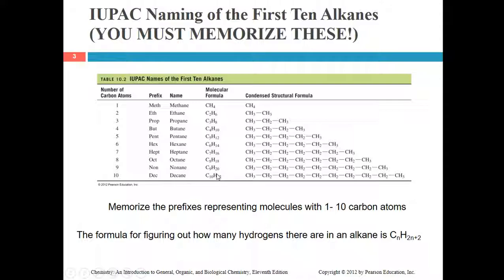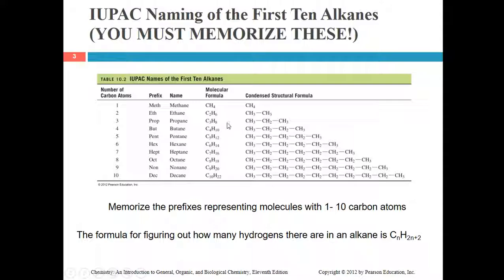Now, you may go, how in the world do they figure out how many hydrogens? Well, if it's all single bonds, there's a nice formula: CnH2n+2. So if we had 10 carbons, to figure out how many hydrogens there are, it would be 2 times 10, which is 20, plus 2. So that's how you would figure out how many hydrogens there were for each of these if you didn't want to have to count them out.